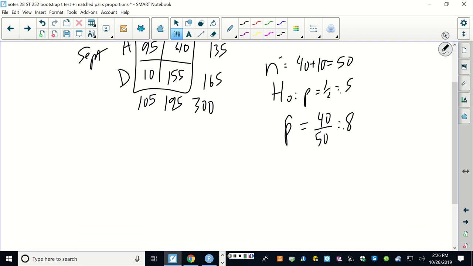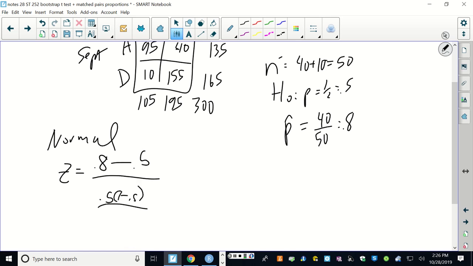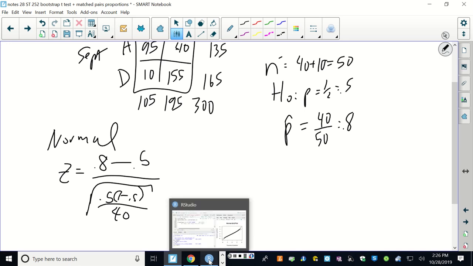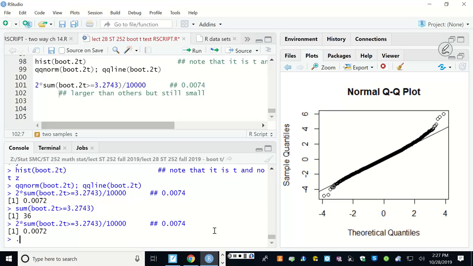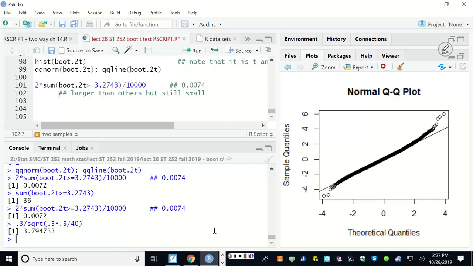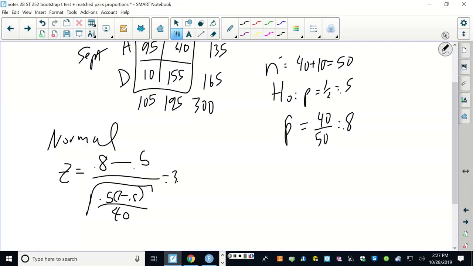To evaluate this statistic, you could use a normal method. Our z is going to be our 0.8 minus the null hypothesis of 0.5, over the square root of 0.5 times 1 minus 0.5 over n, and now we'll use the 40 there. So it's 0.3 is the difference, and then we need the square root of 0.5 and 0.5 over 40. So the z value is 3.79.